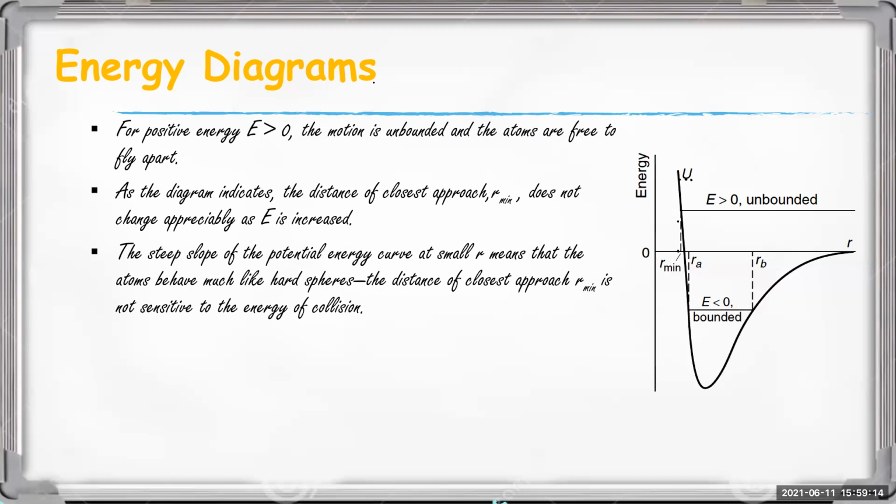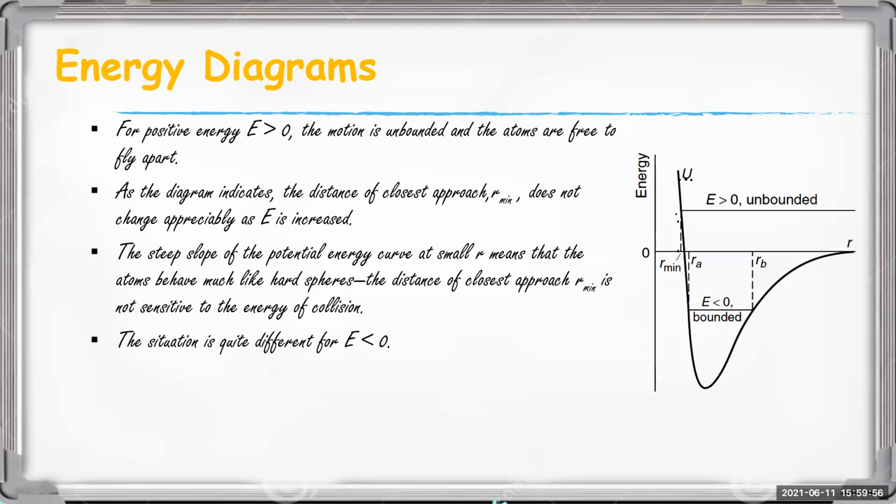The slope of the potential energy curve here is a steep slope. So this slope of the potential curve at small r means that the atoms behave like hard spheres. So the distance of closest approach R min is not sensitive to the energy of collisions. This situation is quite different when E is less than 0.